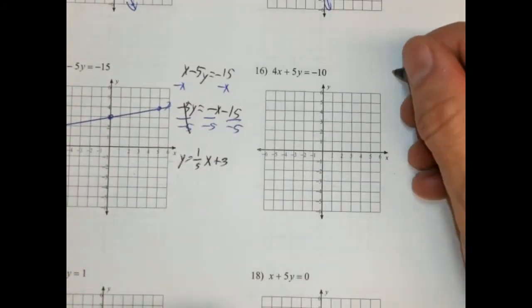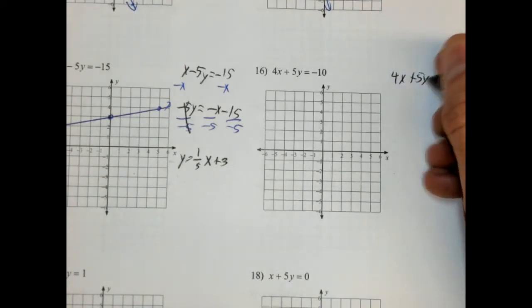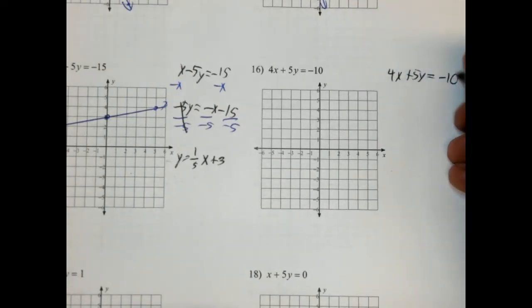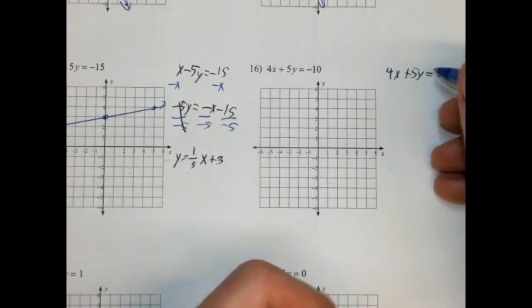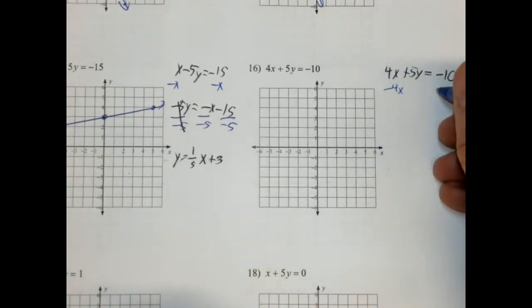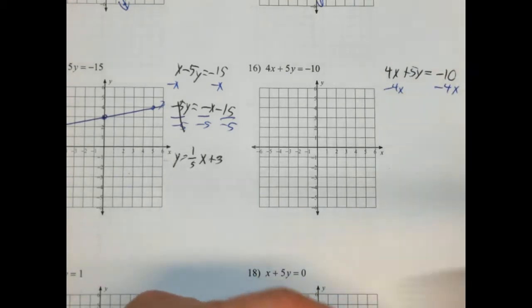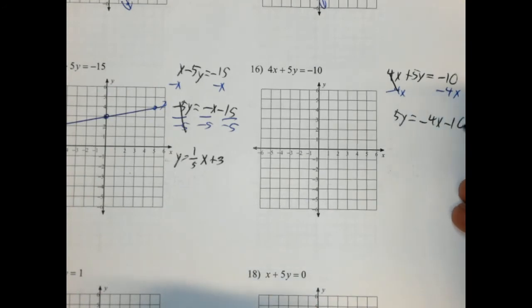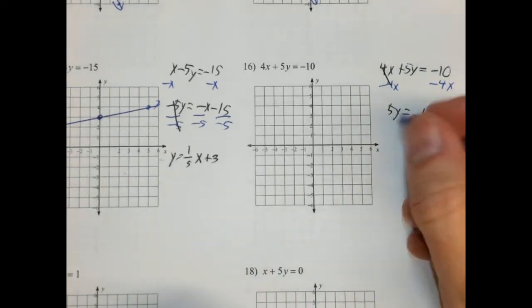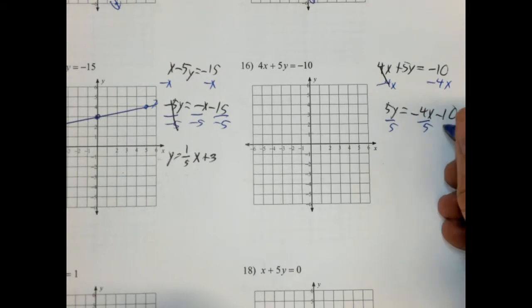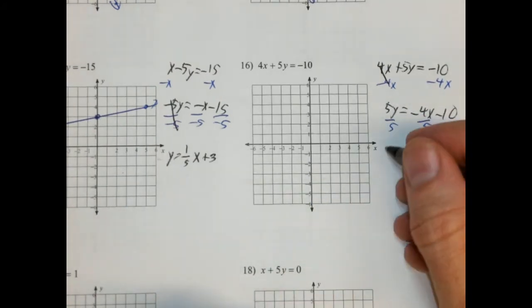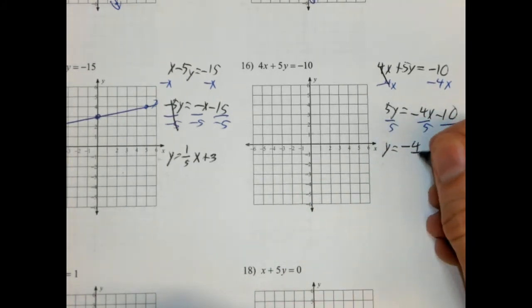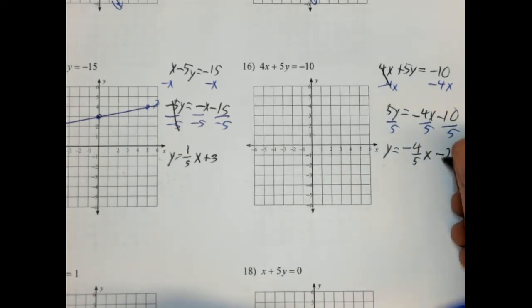Okay. Number 16. We have 4x plus 5y equals negative 10. We're going to get y by itself, so we're subtracting 4x from both sides. So we have 5y equals negative 4x minus 10. Divide by 5, sorry. Y equals negative 4/5 x minus 2.